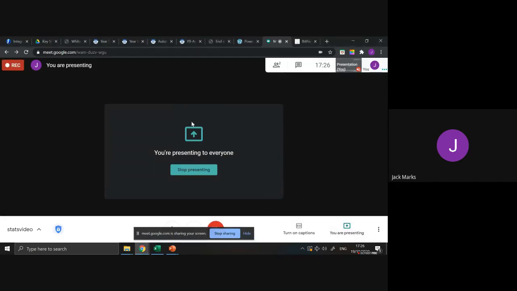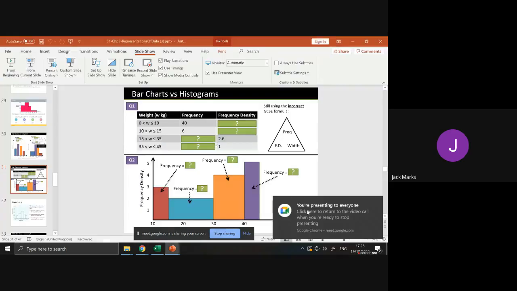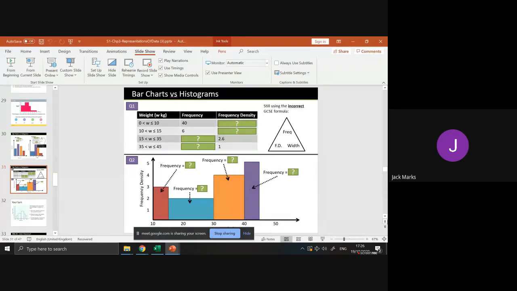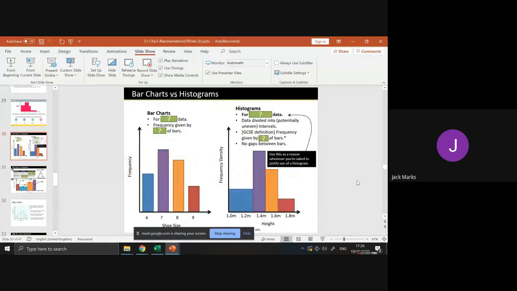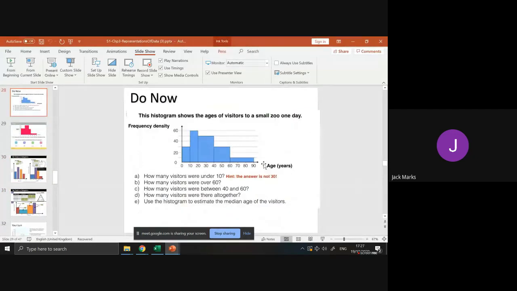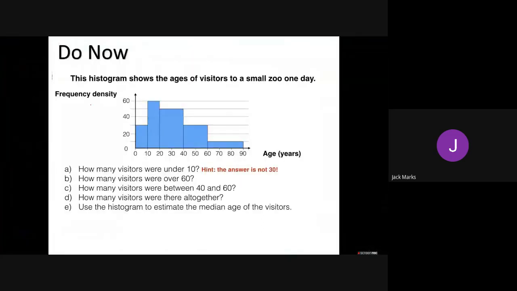Okay, so we're going to talk about the next part here, which is dealing with histograms. Histograms are something that you might have seen from GCSE before, and they are different to bar charts. The main thing that makes them different is what we have on the y-axis. Here's an example of a histogram, and it has frequency density against age.